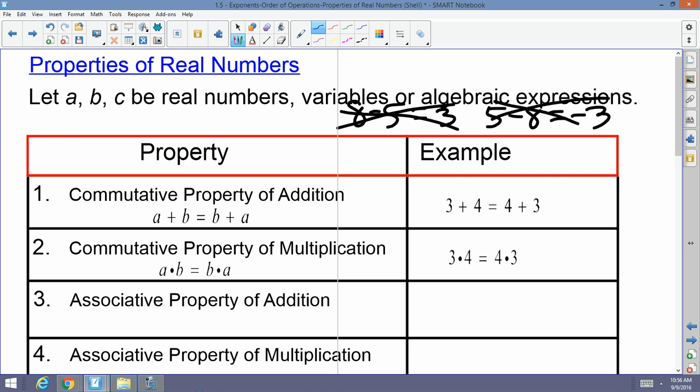How about division? 1/2 is 0.5, but what's 2 over 1? So can you change that? Okay, no. Associative.